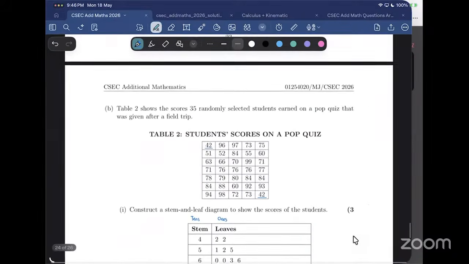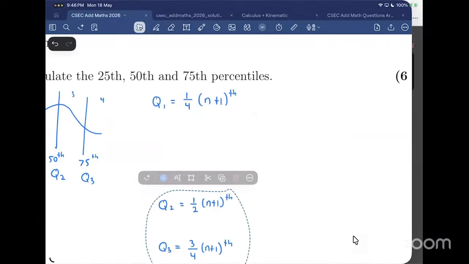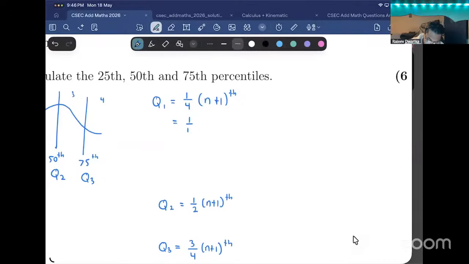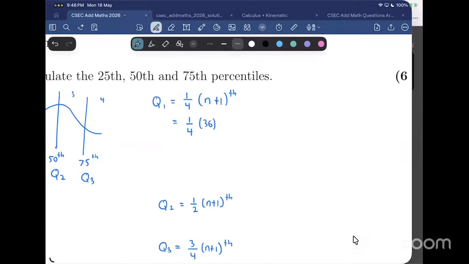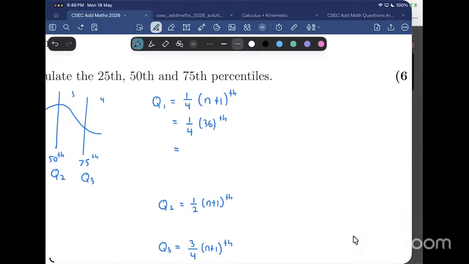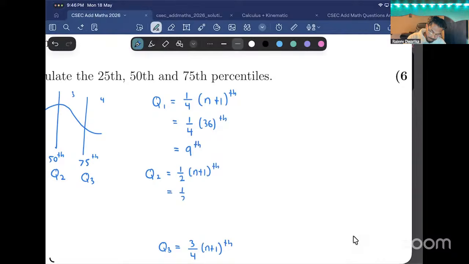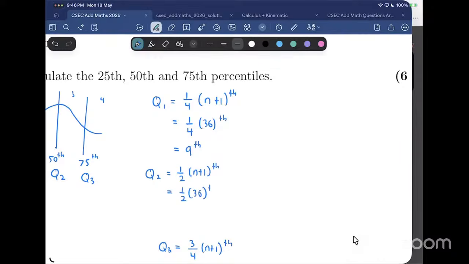We were dealing with 35 people, so n would be 35. If I want to find the position of Q1, that's a quarter of 35 plus 1, which is 36. A quarter of 36 is 9, if I divide 4 into 36. And then this would be a half of 36, so that'll be the 18th term.